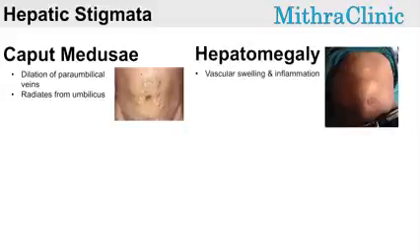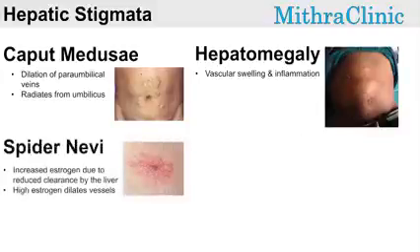Another sign that you might see with these patients is hepatomegaly, which is just an enlarged liver. In a patient with liver disease, they can get vascular swelling and inflammation, which leads to an increase in the size of the liver. This is how you can see these patients with a distended abdomen in a certain area in the right upper quadrant. You'll see this enlarged area of tissue, and this is hepatomegaly.